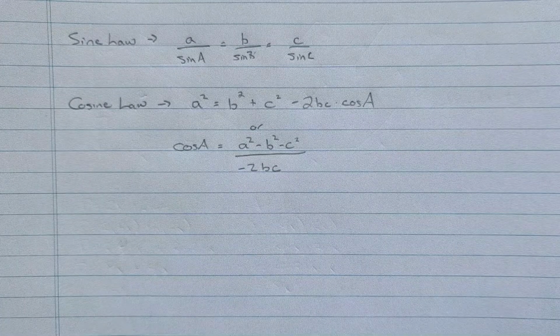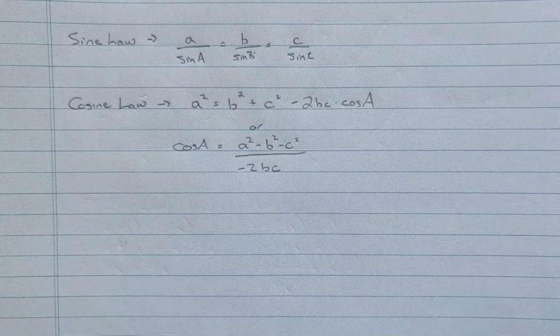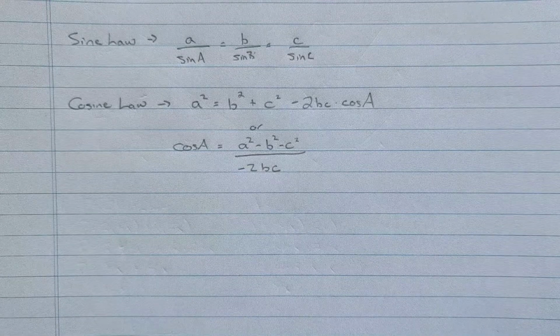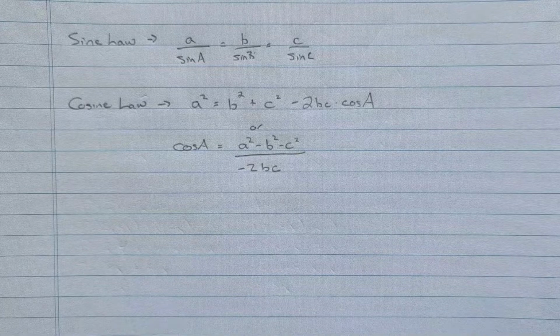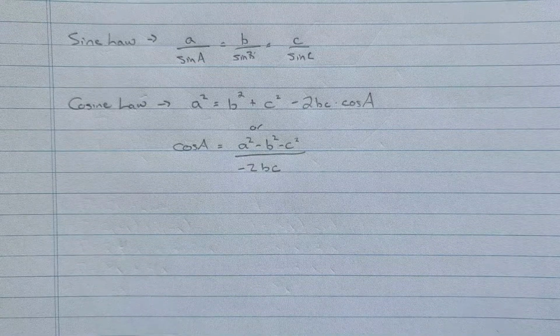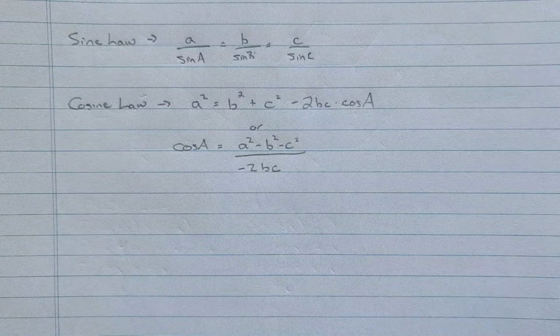Those ratios are used only for right triangles. When we get to non-right triangles, then we have to take a look at the sine law and the cosine law. So in the case of each, there's different situations when you can use them.